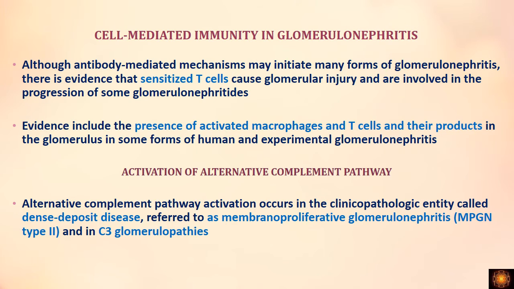Now, as we have seen, the mechanism of the damage is antibody mediated or cell mediated, or you have activation of the alternative complement pathway. Cell-mediated immunity was thought to be also one of the mechanisms for glomerulonephritis because there was evidence for the presence of activated macrophages and sensitized T cells which cause the glomerular injury. And in some conditions like dense deposit disease and C3 glomerulopathies, they have seen that there is an activation of the complement pathway. So these are the immune mechanisms.